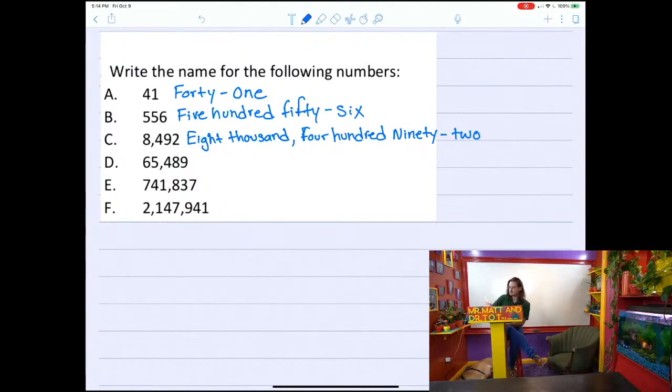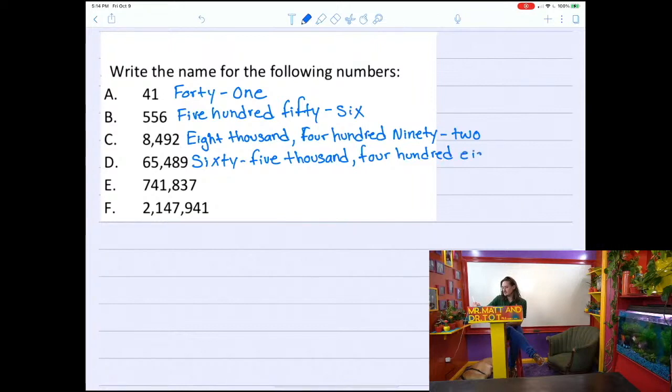D is 65,489. So notice we have a tens and ones digit, but it's in the thousands. So it's 10,000, which is represented by the 6, and then we have thousands, which is represented by the 5. So we have 60-5,000, comma, 400, 89. So 80-9.